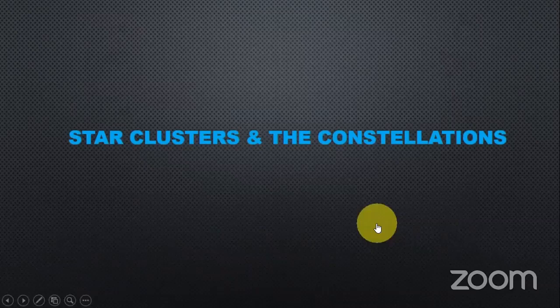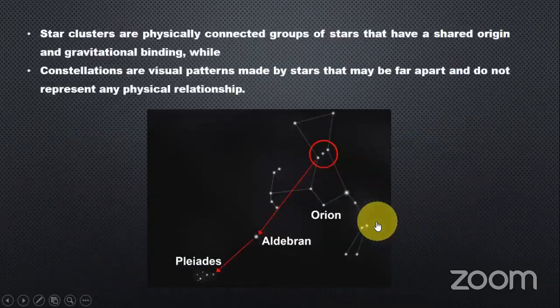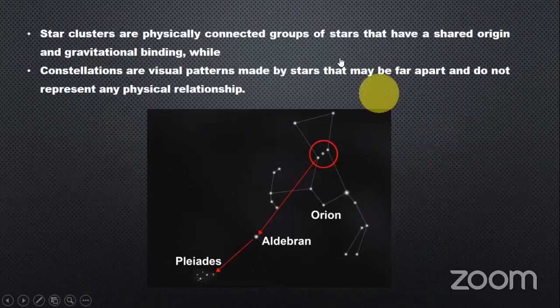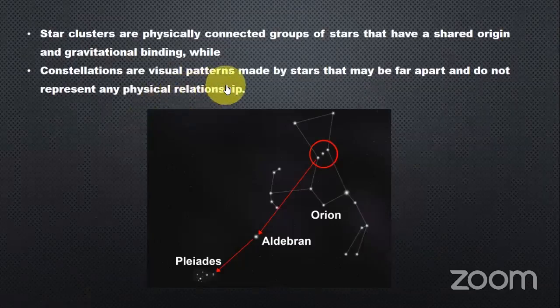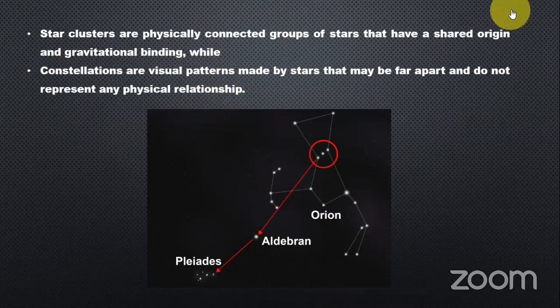So I'm going to talk about star clusters and constellations. What is the difference between star clusters and constellations? Star clusters are physically connected groups of stars, and we have seen that. They are physically connected groups of stars that have a shared origin and are gravitationally bound, okay? While constellations are visual patterns made by stars that may be far apart and do not represent any physical relationship.